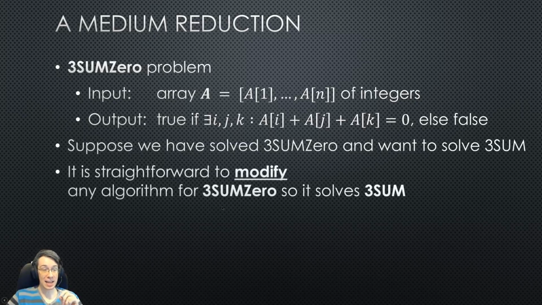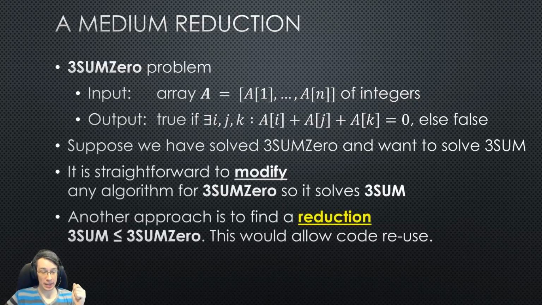It's straightforward to take a solution to 3-sum 0 and modify it to solve 3-sum, because in the code it'll be pretty easy to see how you're searching for three elements that sum to 0, and it'll be easy enough to modify it to search for three elements that sum to t, most likely. But if we don't want to modify the code of 3-sum 0, if we just want to use it as a black box, can we find a reduction from 3-sum to 3-sum 0 that will allow us to reuse the code for 3-sum 0 as a black box without modifying it?